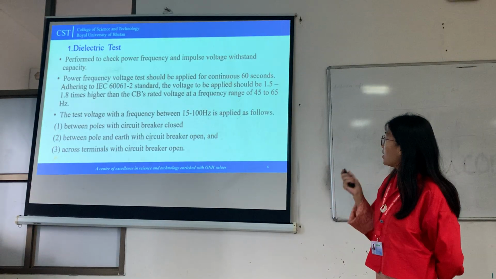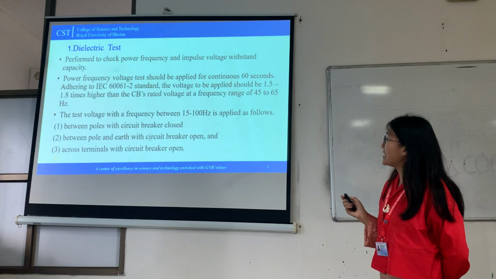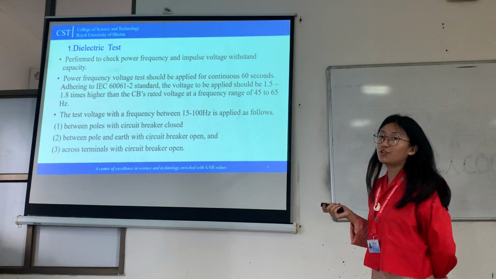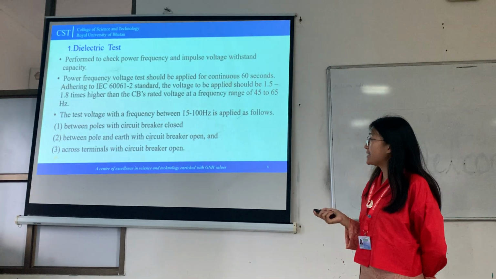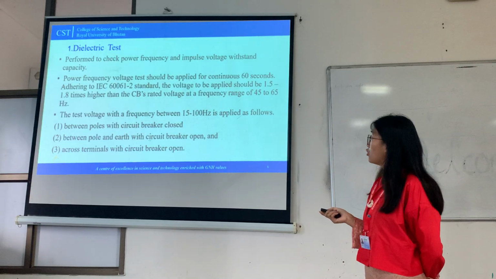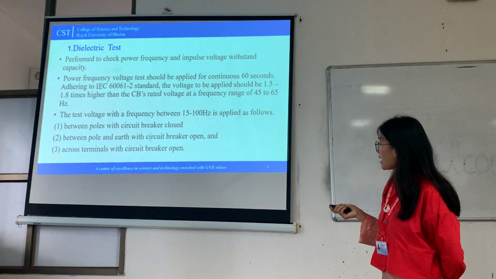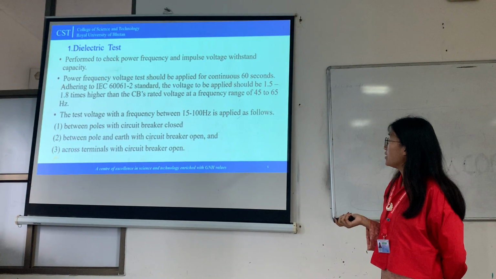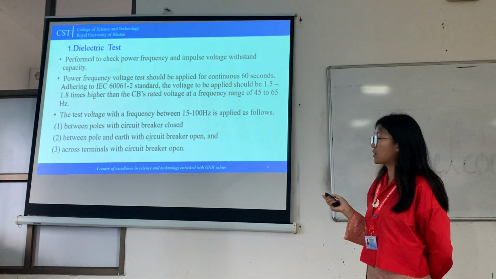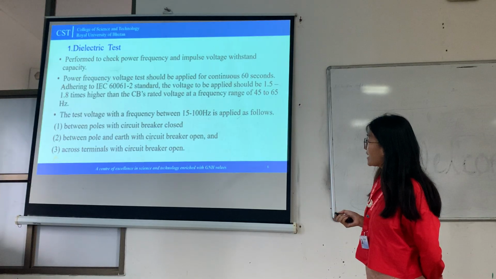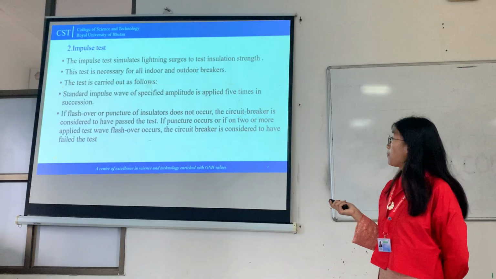To conduct this test, we should apply power frequency voltage continuously for 60 seconds according to the IEC standard. The voltage should be 1.5 to 1.8 times the rated circuit breaker voltage, and the frequency should range from 45 to 65 Hz. The test voltage is applied between poles with the circuit breaker closed, between poles and earth with the circuit breaker open, and across terminals with the circuit breaker open.